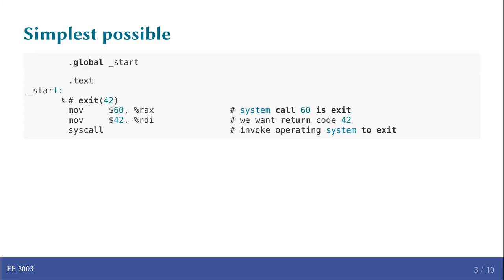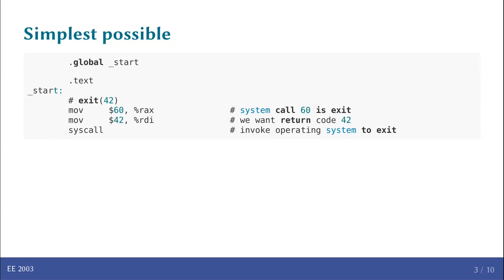Now, the program itself is very simple. All that it does is it executes the instruction exit 42. What that means is it will return the value 42 to the operating system when it exits from the program. Now, what is exit? Exit is not an assembly language instruction. It is actually a system call, which allows a program to return back to the operating system.